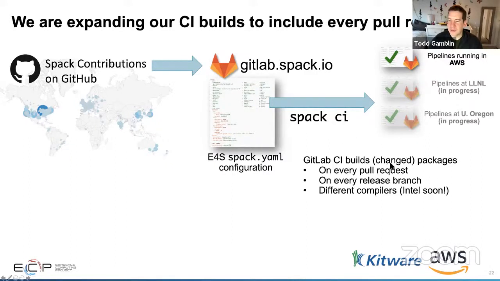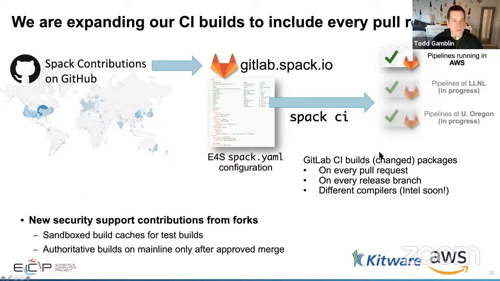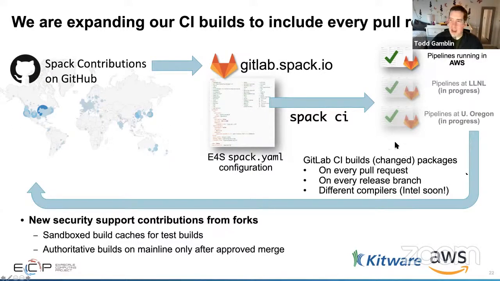So yeah, we build changed packages on every pull request. The Spack CI command handles tweaking the pipeline so that it only generates what changed. And we're planning to do different compilers. So we've been working with Intel. We actually have an Intel compiler license now that we can use in CI. And these go back into the main line, and then Spack contributions come in and we repeat.